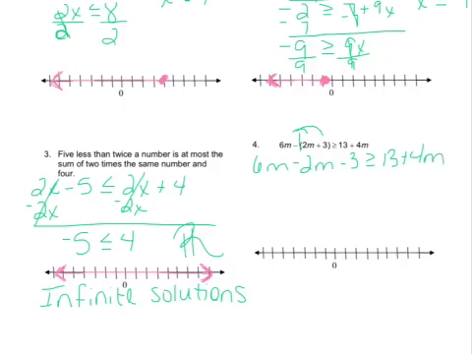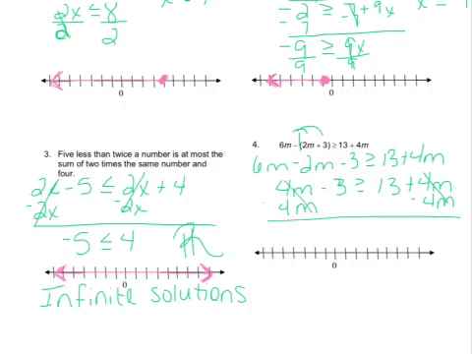Well, I'm going to combine like terms. So 6m minus 2m is just going to make a 4m minus 3. And so now I'm going to do the same thing. I'm going to get my m's together. So I'm going to subtract 4m on both sides. And so now, because everything's canceled out, I have a statement that says negative 3 is greater than or equal to 13.